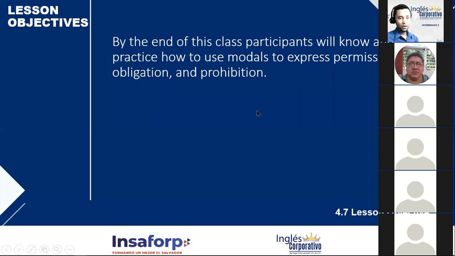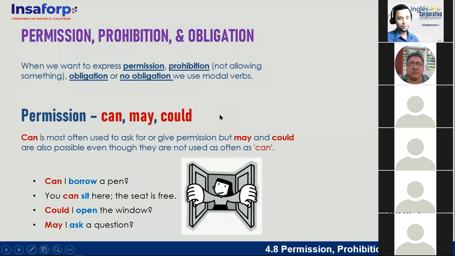Well, what about the next set of modals? By the end of this class, participants will know and practice how to use modals to express permission, obligation, and prohibition. It's easy, don't worry. Permission, prohibition, and obligation. Now look at this. When we want to express permission, prohibition, which means not allowing something, obligation, or no obligation, we use modal verbs.